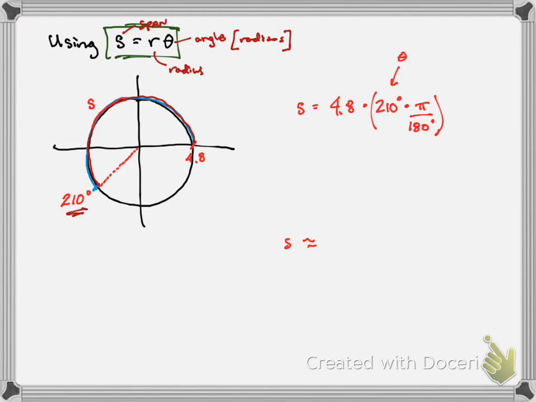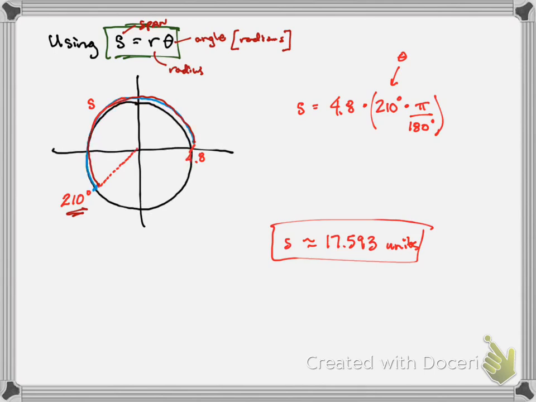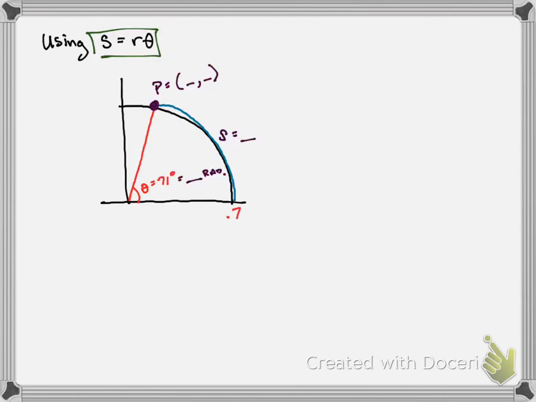And when I do, I get a span of approximately 17.593 units. In other words, the length of this arc from here to here is about 17.593 units. I've got a radius of 4.8, and I've opened up an angle measure of 210 degrees. We converted that to radians and found the span, that arc length. Next example. We're going to add a layer.